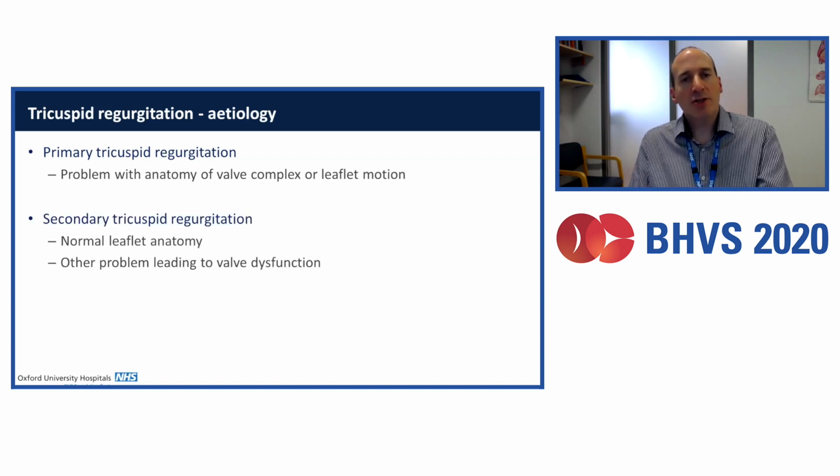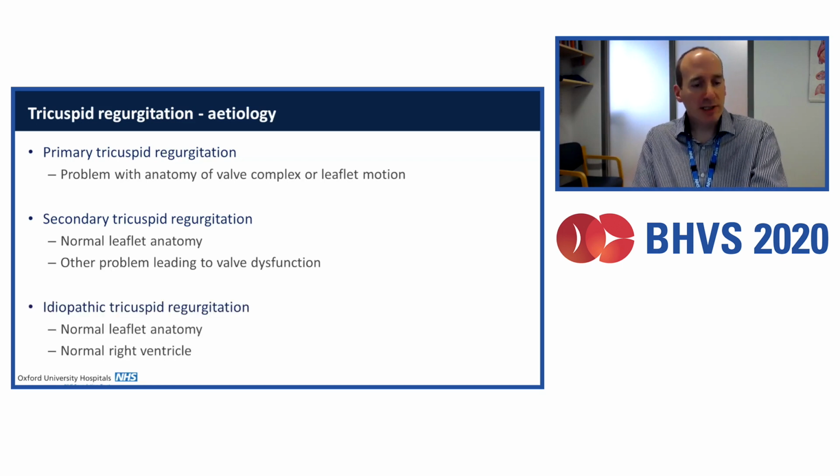Or are you looking at a patient with secondary tricuspid regurgitation, where in fact the leaflet anatomy themselves are normal, and it's some other problem leading to valve dysfunction? And then there's also this curious, perhaps recently described entity of idiopathic tricuspid regurgitation, where there's nothing apparently wrong with the leaflet anatomy, and there is nothing wrong on assessment of the right ventricle, but the patient has tricuspid regurgitation. And I will come on to that group a bit later on.